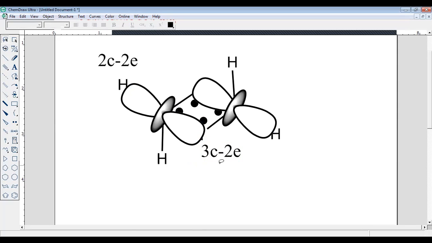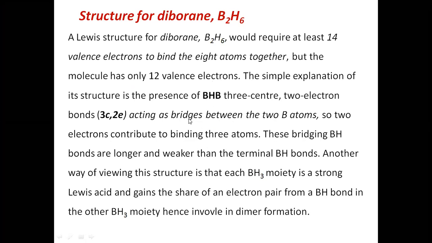And definitely these bonds are weaker bonds. Why? Because these two electrons have to delocalize between the three centers, from this side to this side. A long distance is there, and we know if a bond is longer, it is weaker. So these bonds are called bridge bonds, BHB bonds, and these bonds are called terminal bonds, BH bonds. So this is the explanation of the diborane structure that we have just seen.